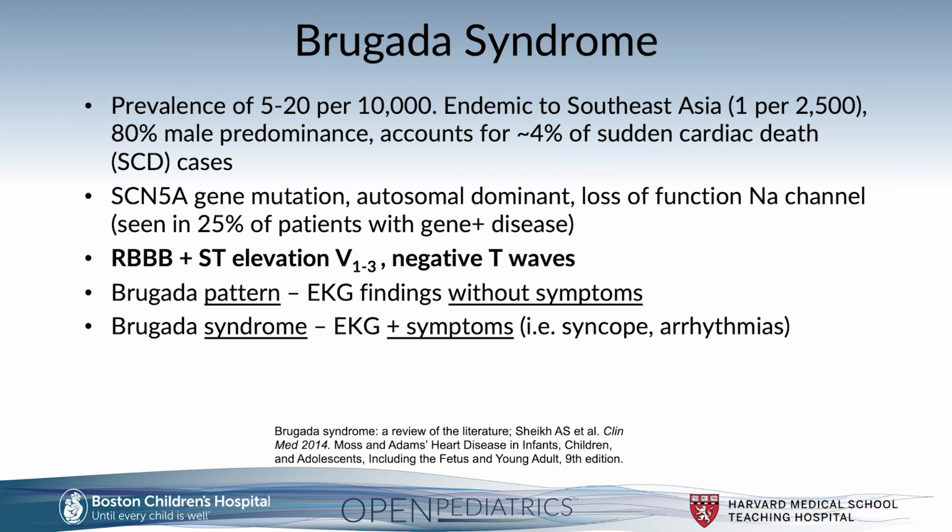The EKG characteristic findings of Brugada syndrome are the presence of a right bundle branch block, ST elevation in the precordial leads V1 through V3, and negative T waves, or inverted T waves. When someone refers to a Brugada pattern, they're referring to the actual EKG findings in the absence of symptoms. When the syndrome itself is present, it's the presence of both the constellation of EKG findings and symptoms, those cardiac symptoms being things such as lightheadedness, dizziness, presyncope, syncopal events, arrhythmias, and even sudden cardiac death events.